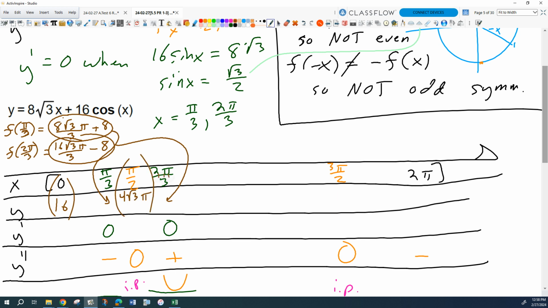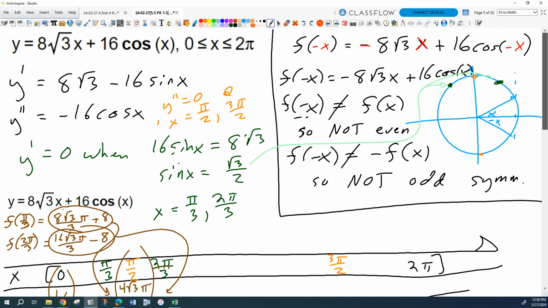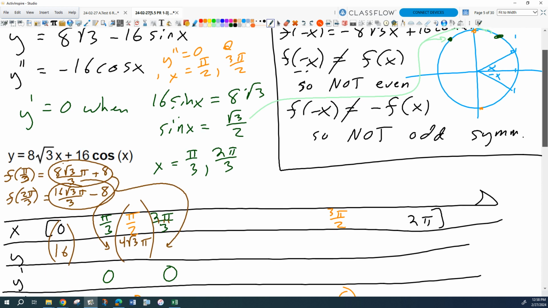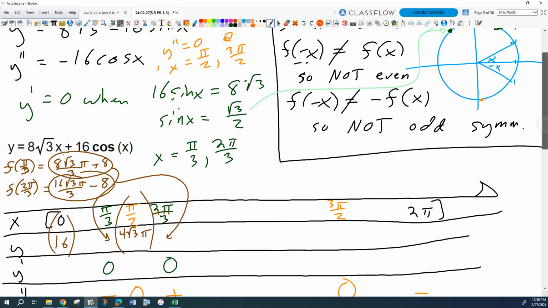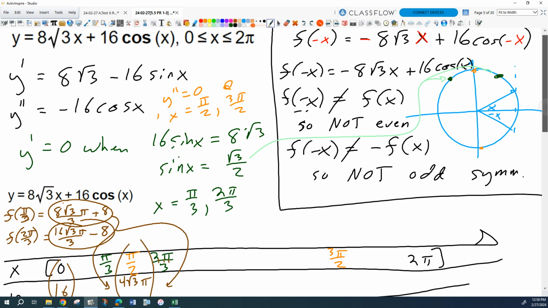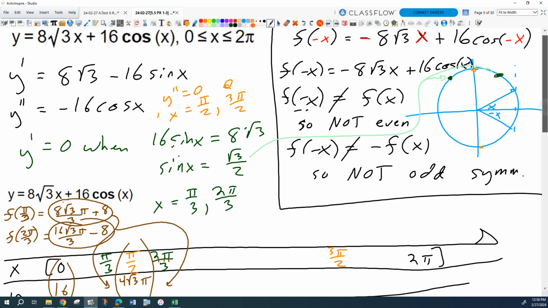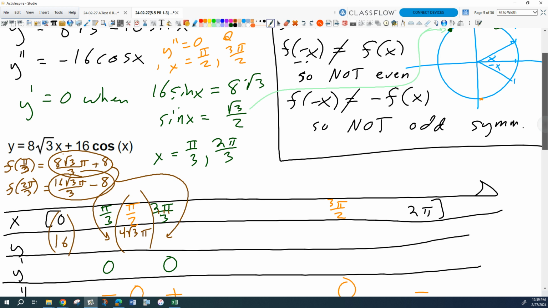At 3/2 pi, cosine of 3/2 pi is 0, but that's going to give us, what's that going to be? 4 times, so let's see, that's going to give us 2, so I get 4 times 3, so 12 radical 3 pi. Is that what you guys got?